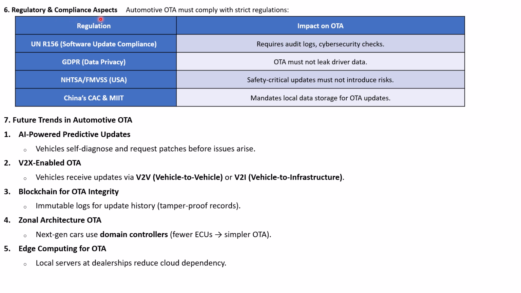On the regulatory and compliance aspects, automotive OTA must comply with strict regulations. The most important regulation is UNR 156, which requires audit logs and cyber security checks. Whenever there is an update, it must be clearly logged so that it is useful for auditing. Next comes GDPR: OTA must not leak driver data. And coming to NHTSA, safety critical updates must not introduce risks.